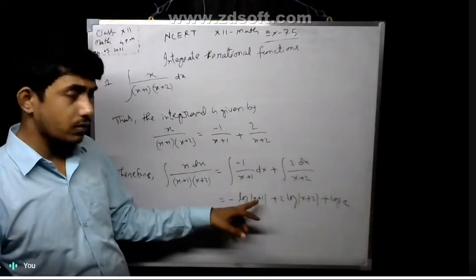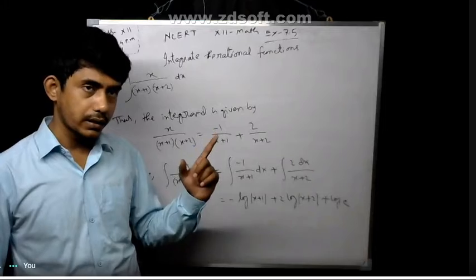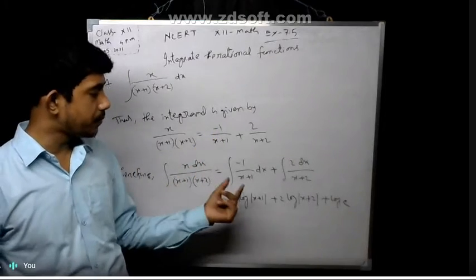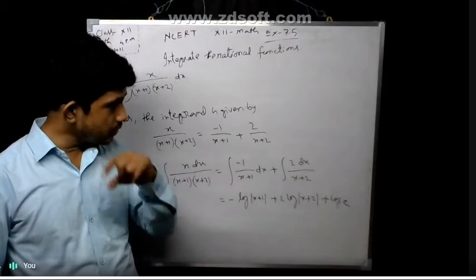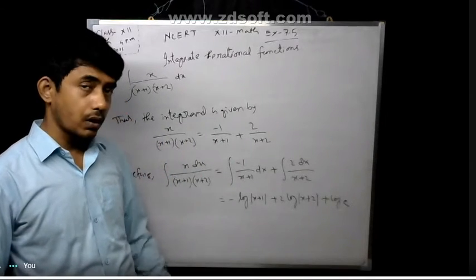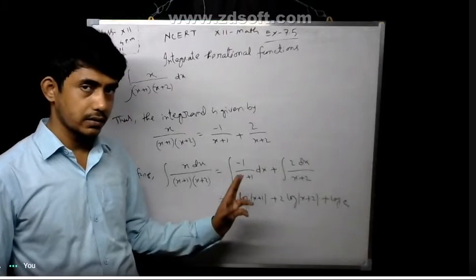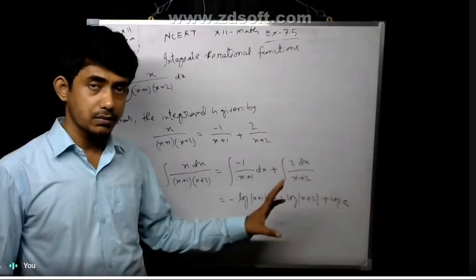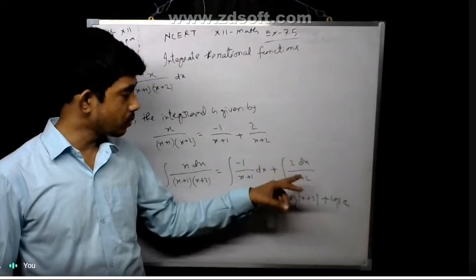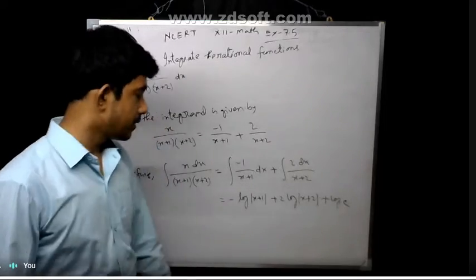Why log of x plus 1? Because the derivative of x plus 1 is only 1. So if the derivative of the denominator is the numerator itself, then it will be log of the denominator. Also for x plus 2, the derivative of x plus 2 is 1, so 2 into 1. That's why 2 log of x plus 2, and then plus log c.